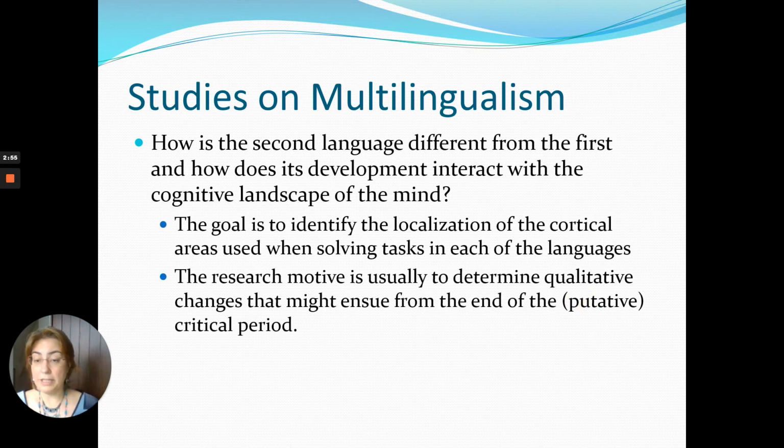The research motive many times is to determine qualitative changes that might ensue from the end of the critical period. And that's why we looked at the critical period hypothesis, right? So a lot of these researchers want to know whether after a certain moment in time, the language that you acquire is treated differently by the brain. And that would be the critical period interacting with brain imaging. Okay, so that's what is important.